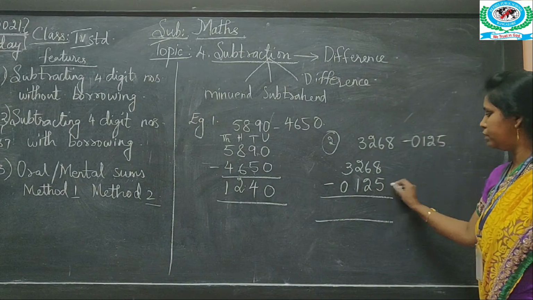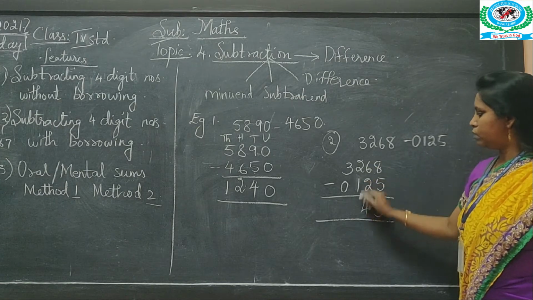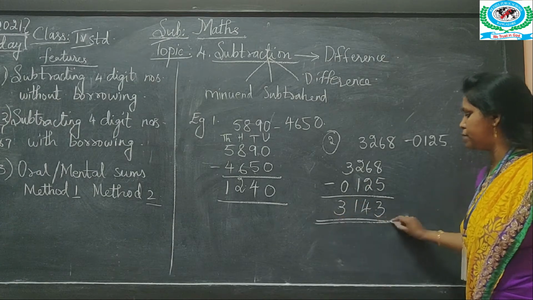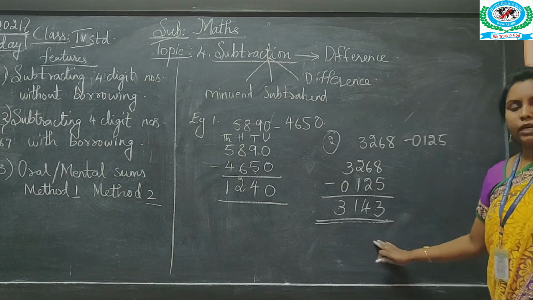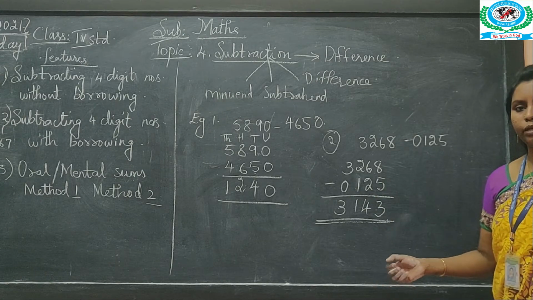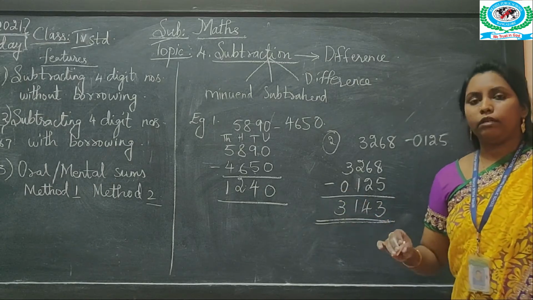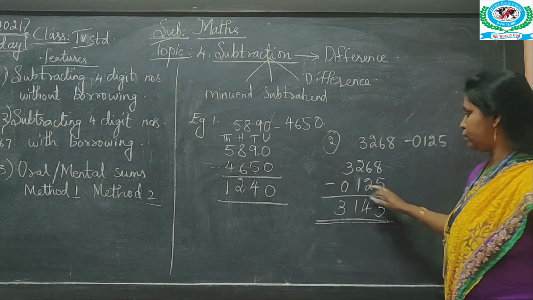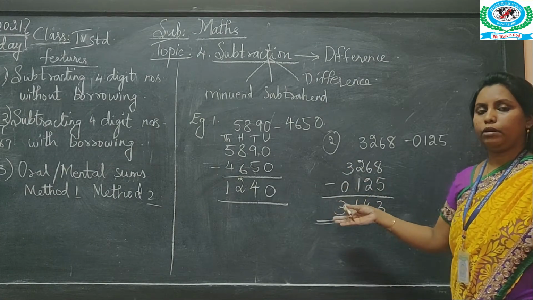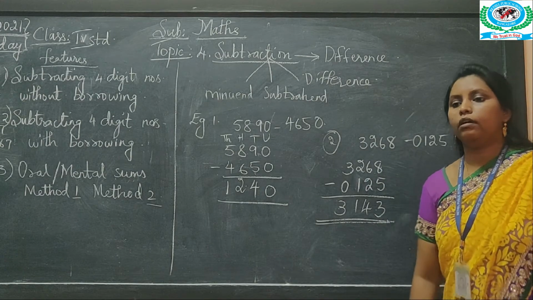8 minus 5 is 3. 6 minus 2 is 4. 2 minus 1 is 1. And 3 minus 0 is 3. The same number. So in this example also we are subtracting without borrowing any number there. Okay. So like this, when you have the numbers within 10, you can subtract this easily without borrowing any other number from the next number. Okay, children? Okay.